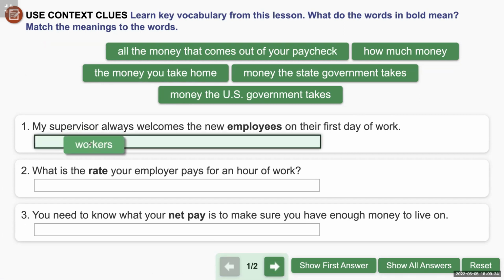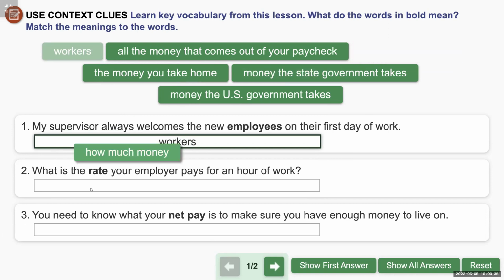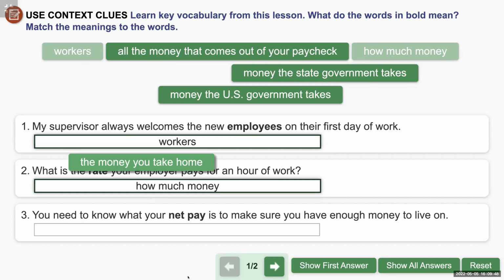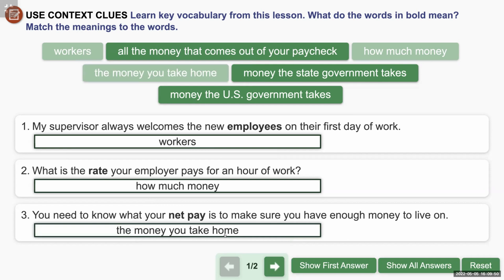So for example, another word for employees is workers. Another word for rate is how much money does the employer pay for an hour. When it says net pay, it's the money you take home. So let's go ahead and look at the next 3.